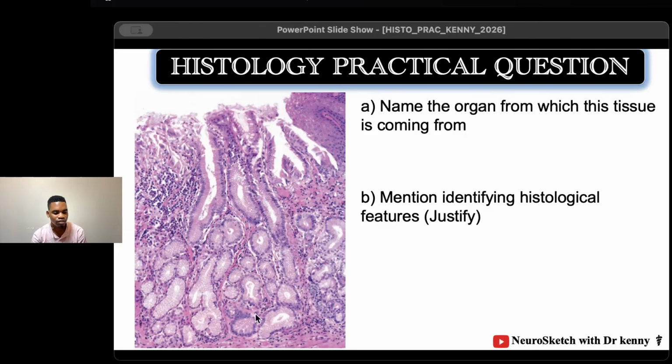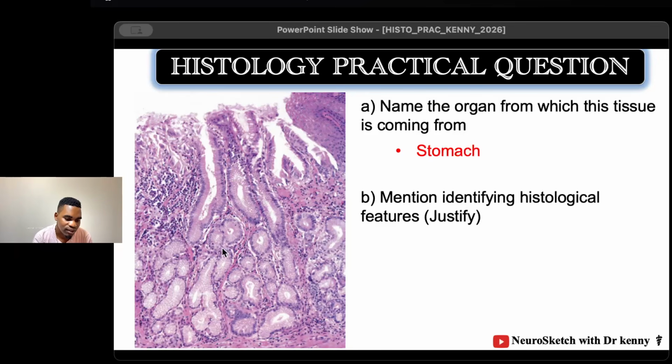Okay, so let's go back to question number one. Where do you think it's coming from? Take your time, think for a while. But remember, you have only 1 minute to answer the whole question. So think. I think it's coming from the stomach. What do you think? Okay.